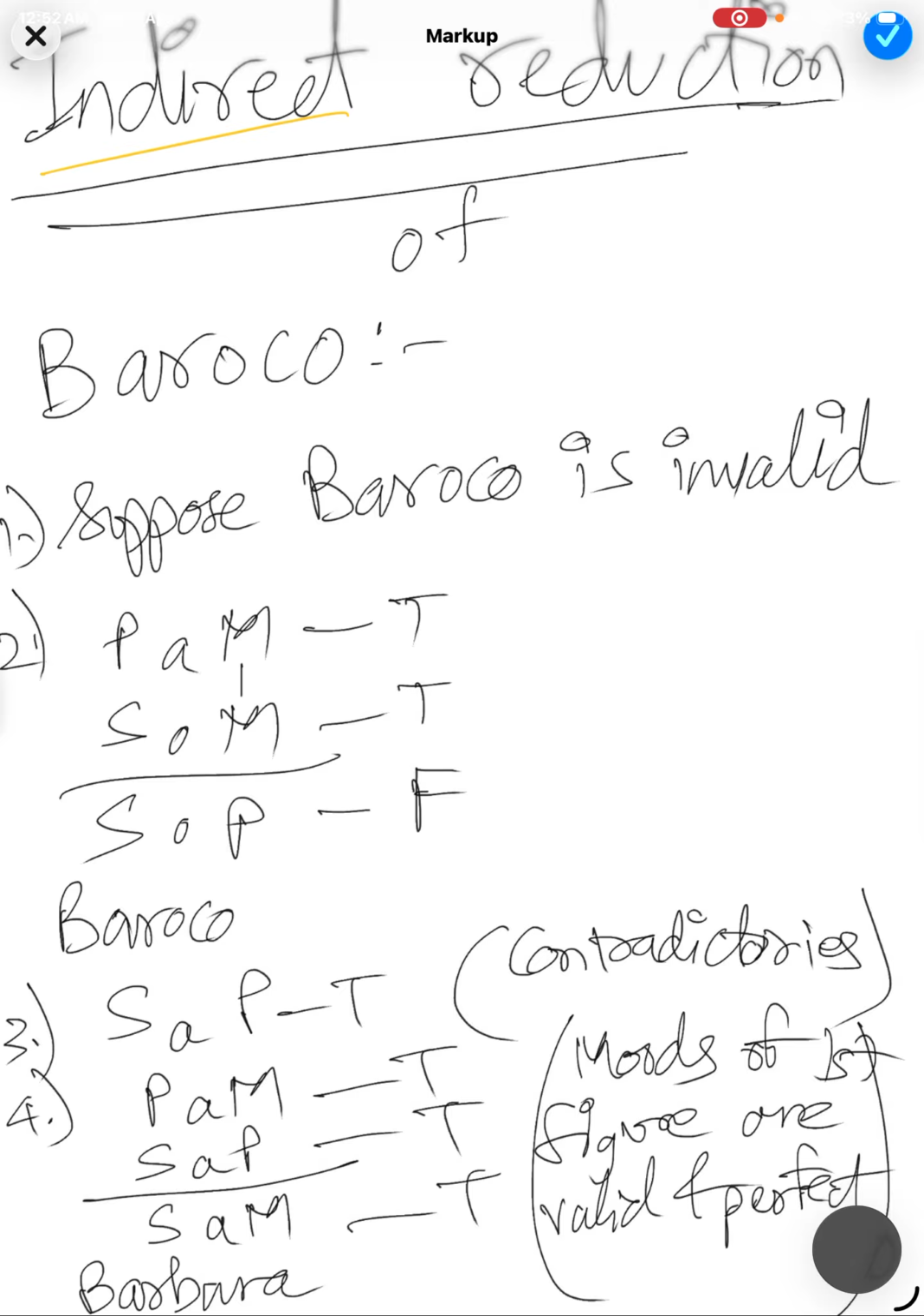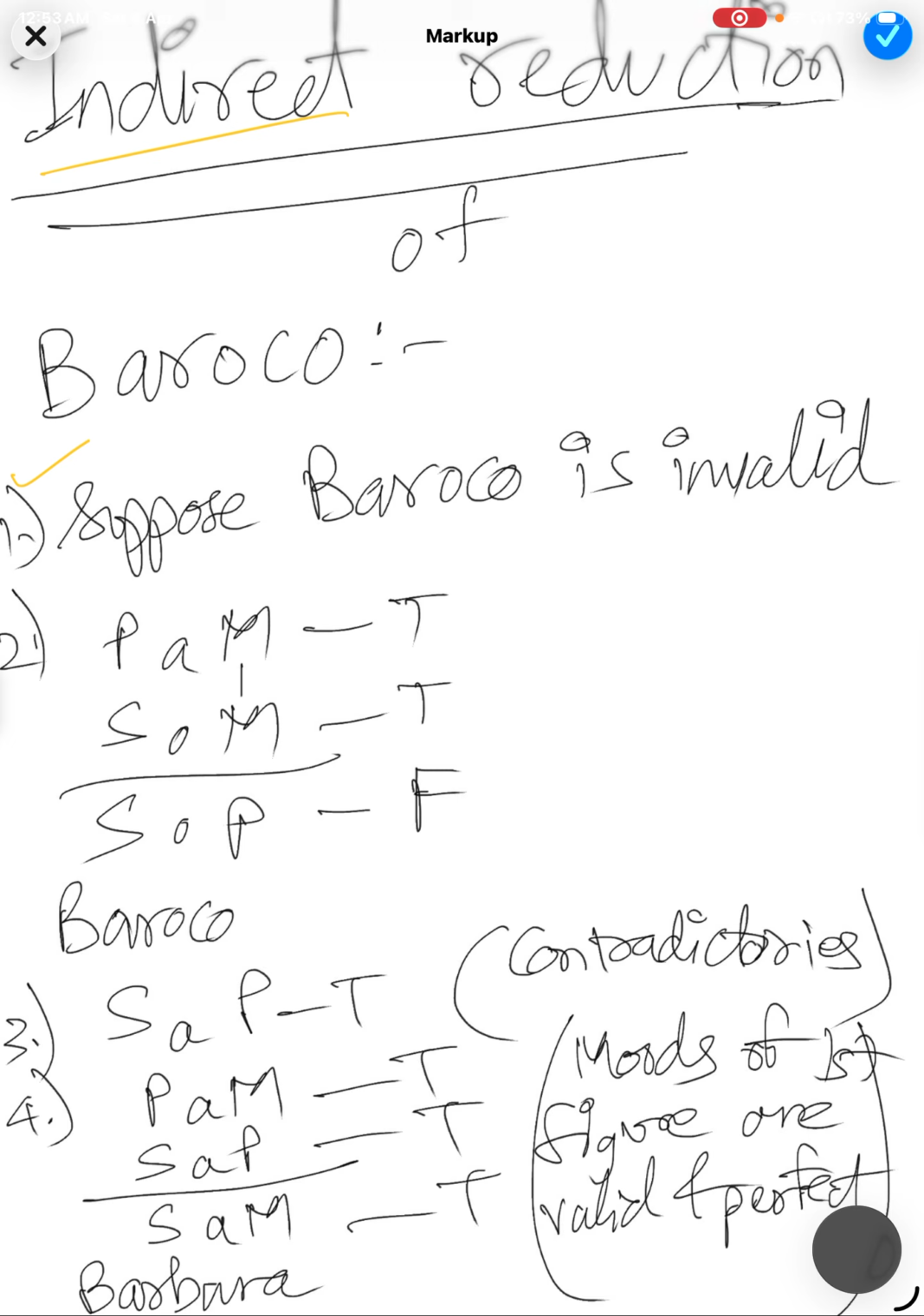So suppose you're given: do indirect reduction of Baroco. So basically what it means is you have to use the first figure's mood and prove that Baroco is valid. So your first step is: suppose Baroco is invalid. Always this first step will be suppose Baroco is invalid. I've given this proper notes, please write it like that.